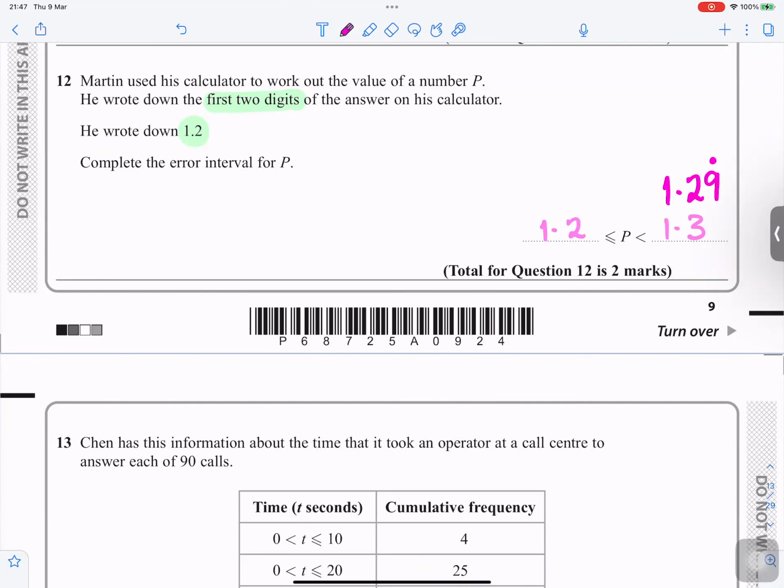Question number 12. Martin used his calculator to work out the value of a number. He wrote down the first 2 digits of the answer on his calculator. He wrote 1.2. Complete the error interval for P. You start with 1.2, and you can go up to 1.2999, carry on 999 recurring. So you can say 1.3, or you can say 1.299999 recurring.